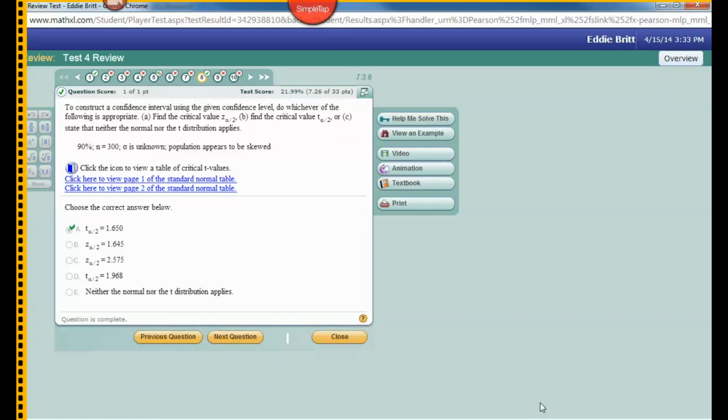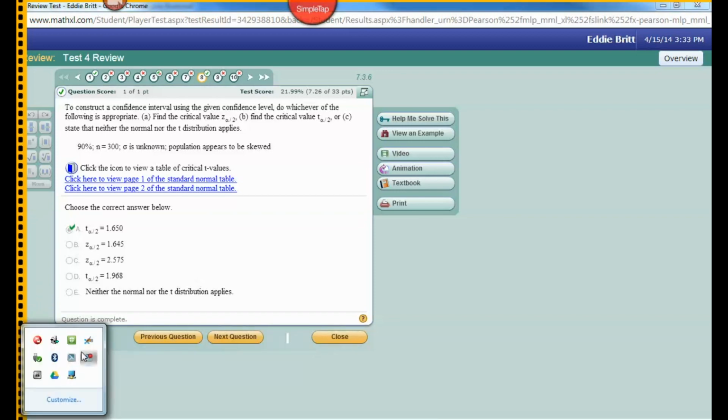All right, here is problem number 8. It says construct a confidence interval using the given confidence level. Do whichever of the following is appropriate: A, find the critical value z sub alpha over 2, or B, find the critical value t sub alpha over 2, or C, state that neither the normal nor t distribution applies.